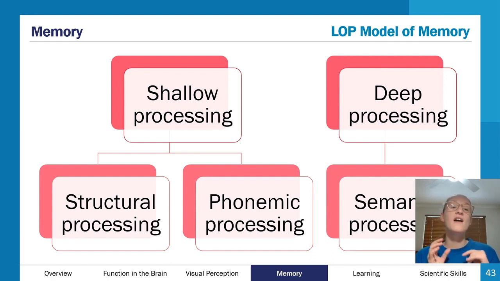Then there's phonemic processing, which is when you're remembering the sounds of the words, which again is not very deep because you're only remembering the sound. You're not giving it meaning. It's always going to be deeper if you give meaning to it, which brings us to our deep level of processing, which is semantic processing.